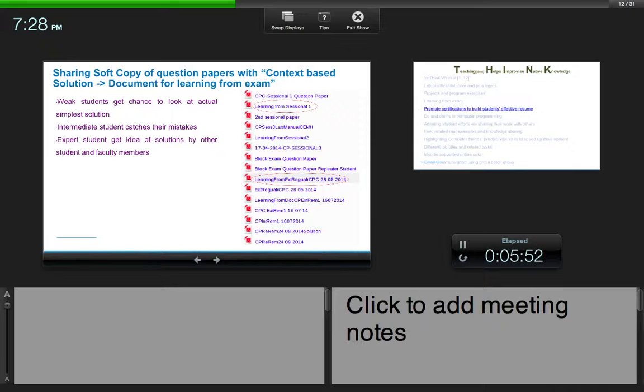This document has the original solution, the simplest solution. Then, of course, it will have more discussion on the same topic. Faculty analyze or assess the answer sheets. They come to know different thoughts or different solutions from different students. All those things are also incorporated in this solution material. So what happens? Weak students get a chance to look at the actual simplest solution. Intermediate students catch their mistakes, and expert students, of course, get ideas of solutions by other students and faculty members.